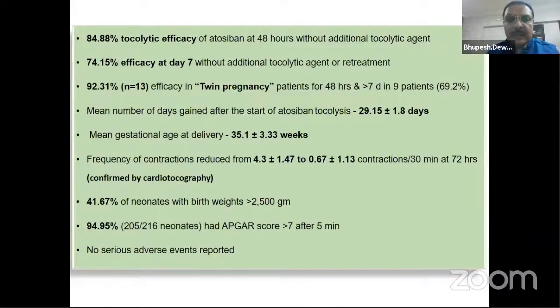So to summarize: 85% tocolytic efficacy of atosiban at 48 hours without additional tocolytic agent, almost 75% efficacy at day 7 without any additional tocolytic agent. I'm repeating, 92% efficacy in twin pregnancy. Mean number of days gained is almost 30 days. Mean gestational age at delivery, 35 weeks. Frequency of contraction reduced from 4.3 to 0.67 at 72 hours. 41% neonates with birth weight more than 2,500 grams. 95% had an APGAR score more than 7 after 5 minutes. No serious adverse events were reported.